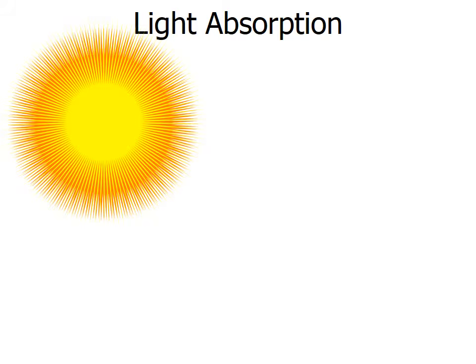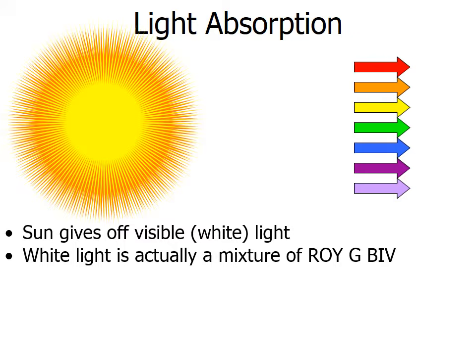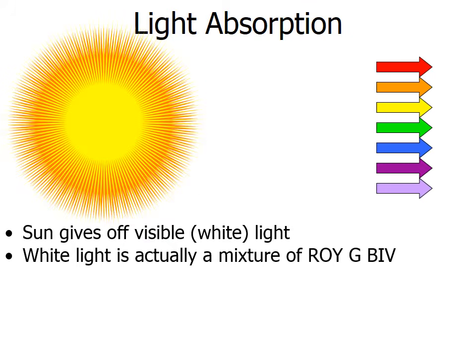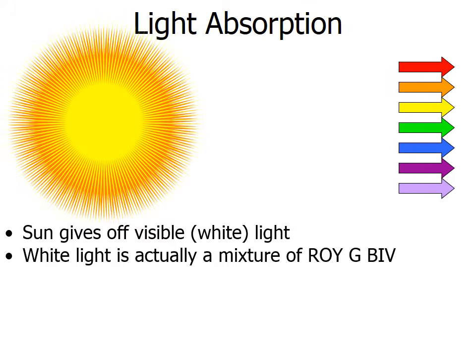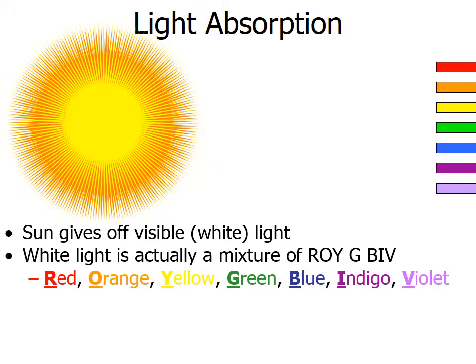Well, let's look briefly at how objects either absorb or reflect light. The sun gives off visible light, white light. The colors of visible light are actually a mixture of red, orange, yellow, green, blue, indigo, violet. So white light, the visible light given off by the sun, is actually a mixture of these 7 colors.